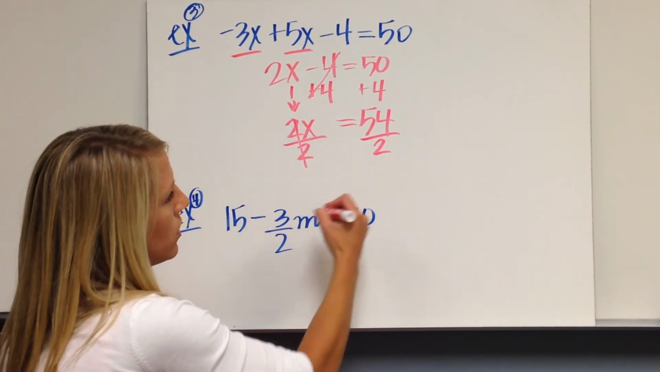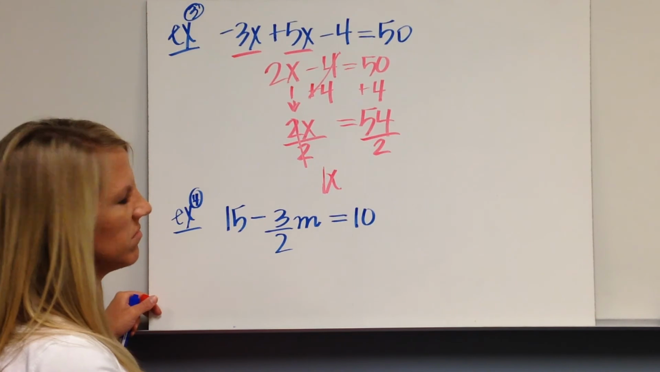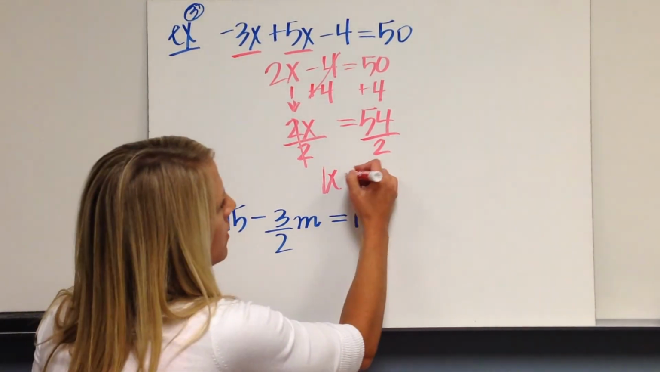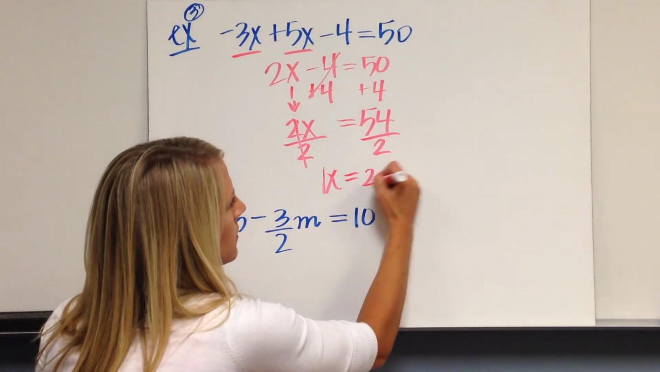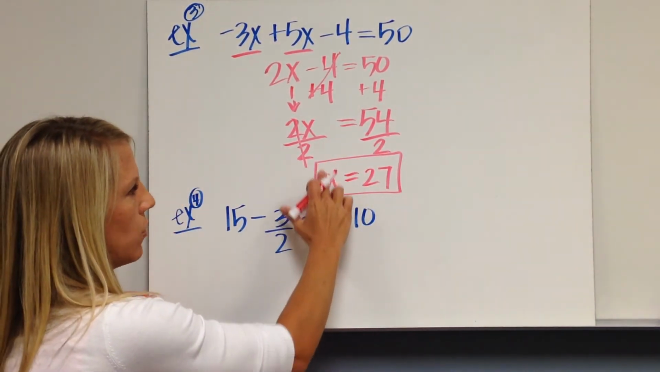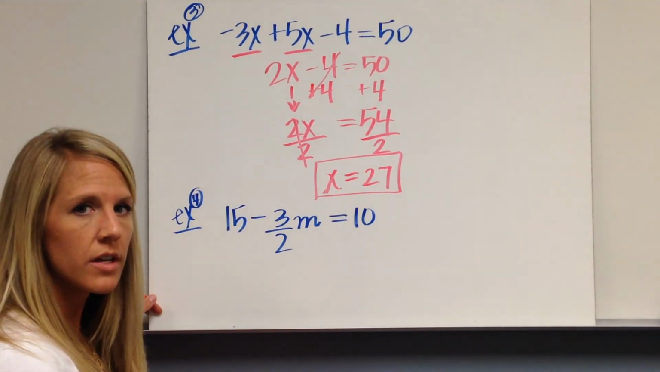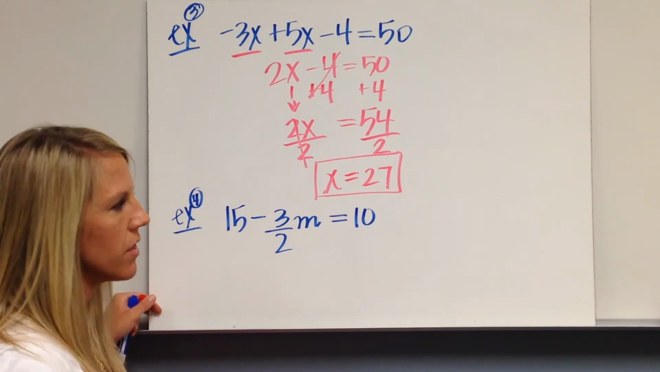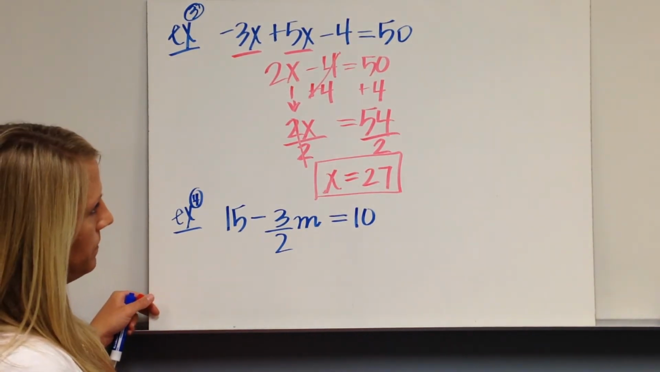So 2 divided by 2 is 1, so I'm left with x, which if you want to write a 1 in there, you can. Typically, you don't see it, though. 54 divided by 2 is 27. So my answer is x. I'm going to take out that 1. x equals 27. But if you like the 1 in front of the x to remind you that the coefficient is 1, that's okay. So x equals 27.